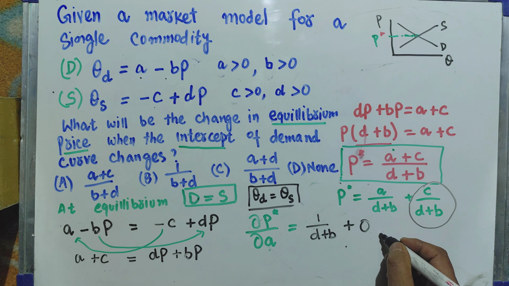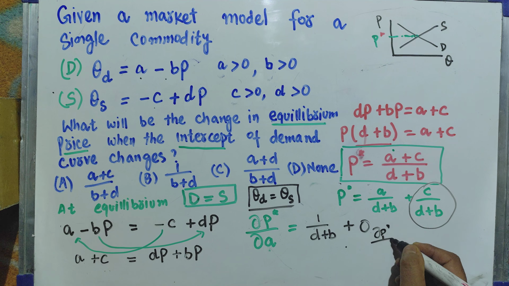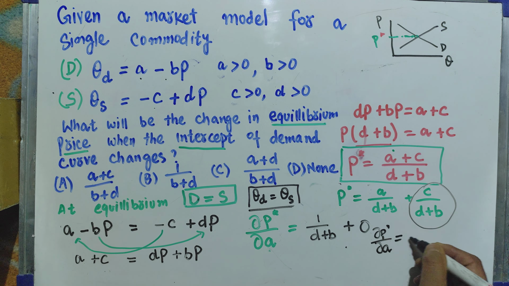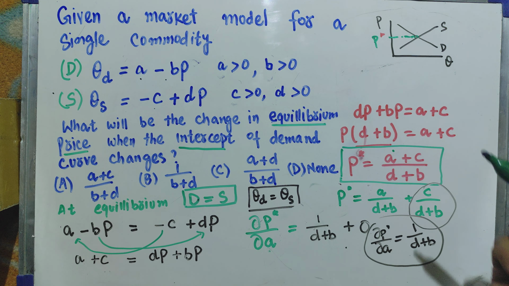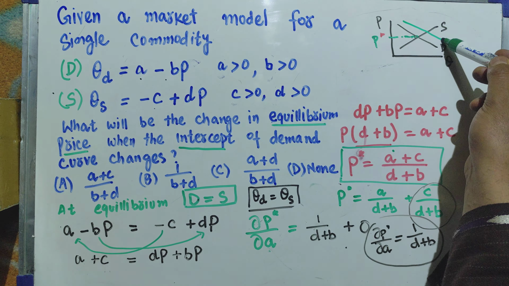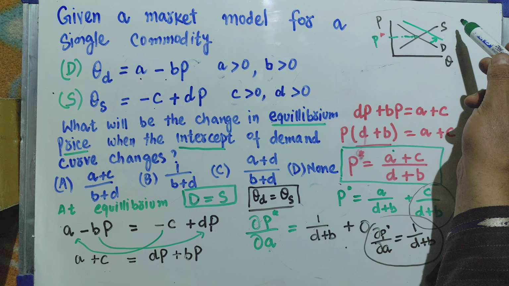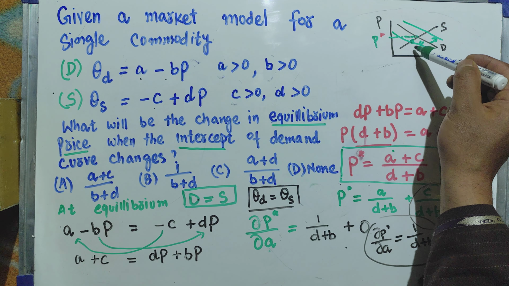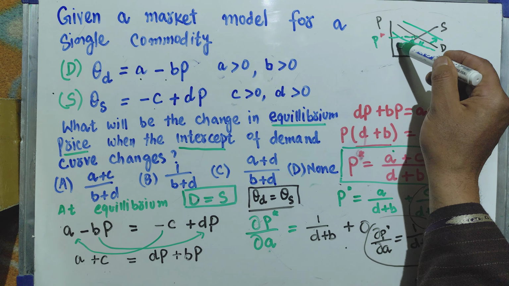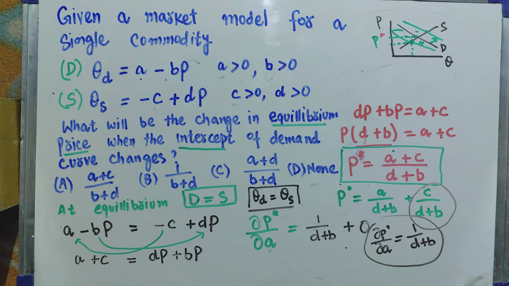That means the change in the equilibrium price due to the change in the intercept will be equal to 1 divided by D plus B. This will be the impact. Graphically what it means: if the intercept changes, either the demand curve shifts upwards to the right or it shifts towards left. That means equilibrium price will either increase or decrease depending upon the change in the intercept. So the correct option in this question should be D, 1 upon D plus B.